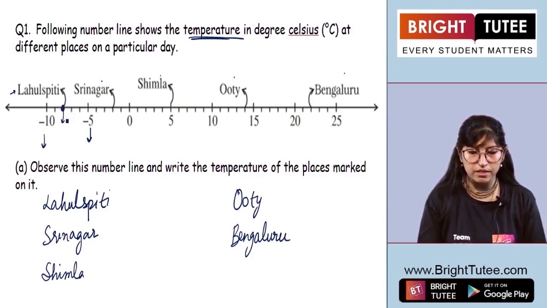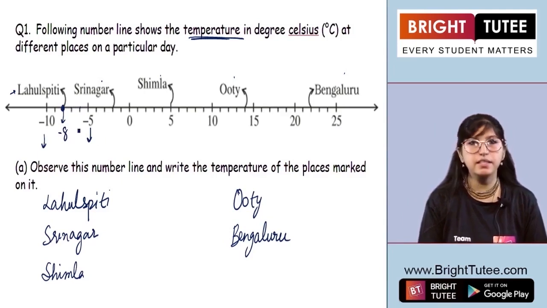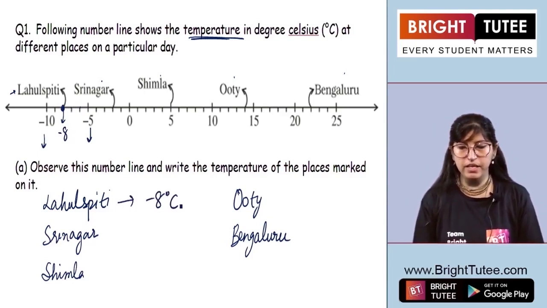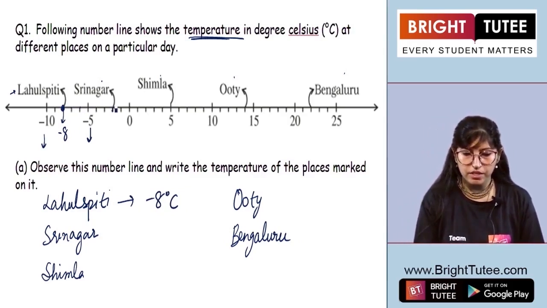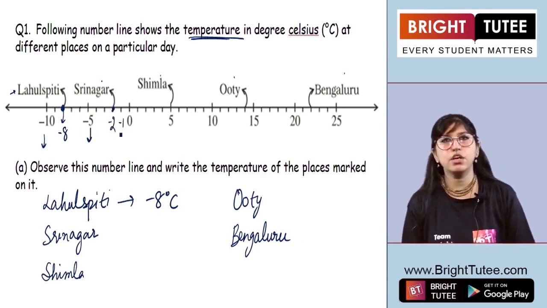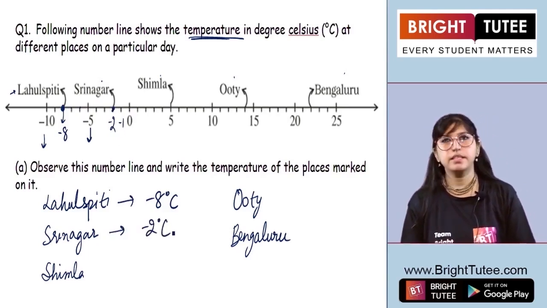So this will be -6, -7 and this will be -8. So Lahul Spiti will be -8 degree Celsius. Now let's move on to Srinagar. Now we have this as Srinagar. This is 0, this is -5. So this will be -1 and this will be -2. So Srinagar will be -2 degree Celsius.